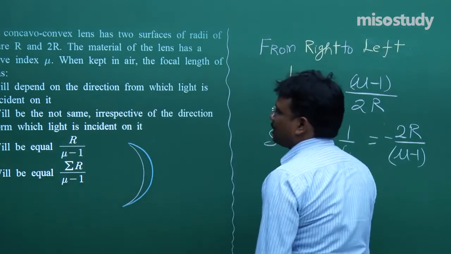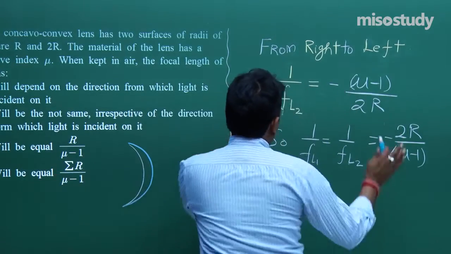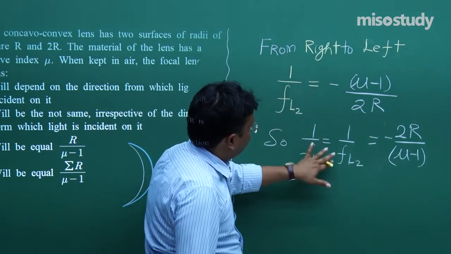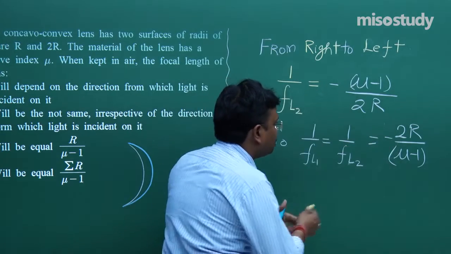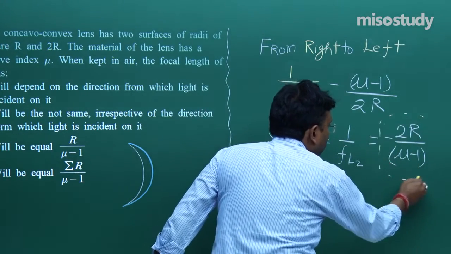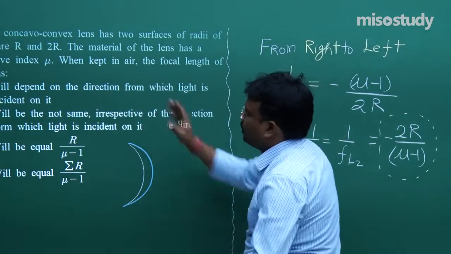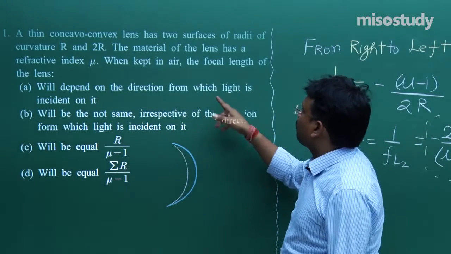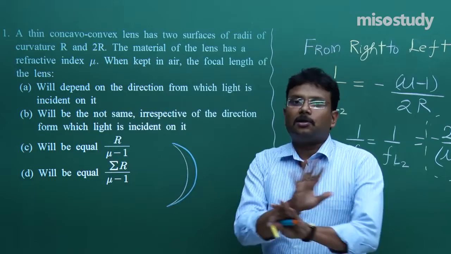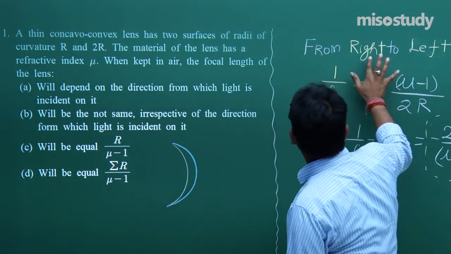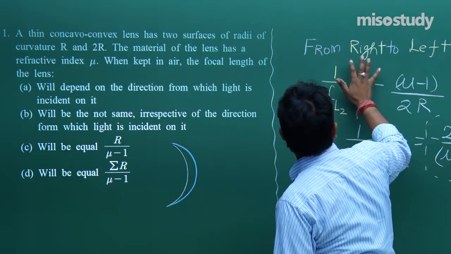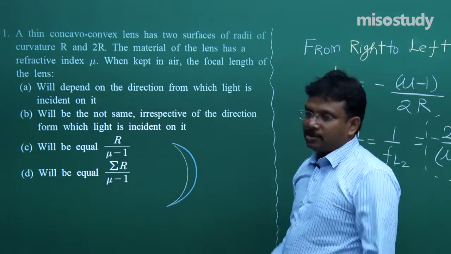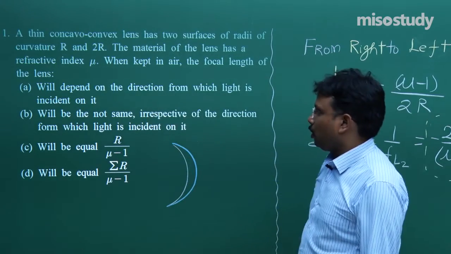Now, let us start checking the options. One thing is crystal clear from this solution, that 1 upon FL1 and 1 upon FL2 both are same. Fine. Let us try to analyze the options. The focal length depends on the direction from which light is incident on it. No. That is why I mentioned white color left to right, yellow color right to left. Both ways it is going to be same. So, does it depend upon the direction? Not at all.